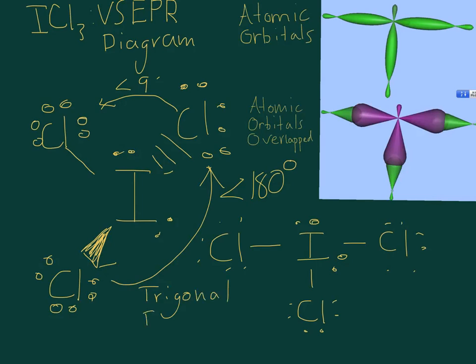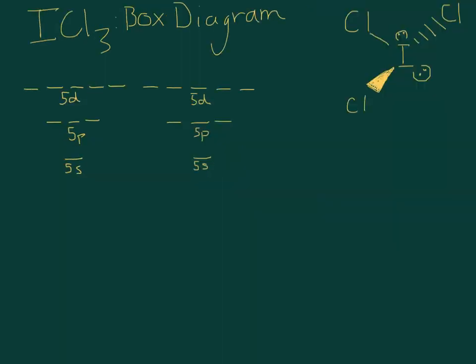Trigonal bipyramidal, still also called T-shaped, even though its arms are slightly bent downwards. Next, we will go over the box diagram for iodine trichloride.